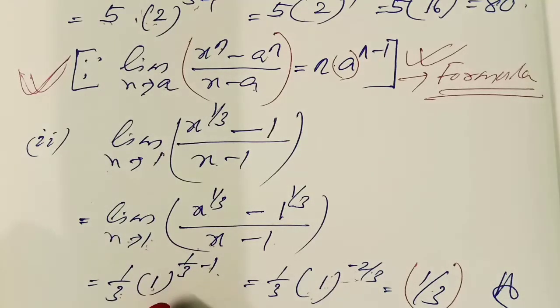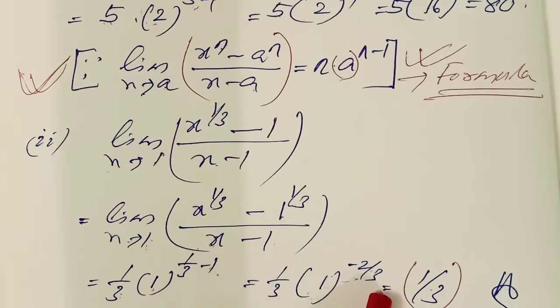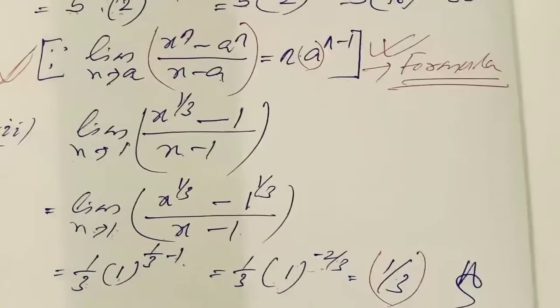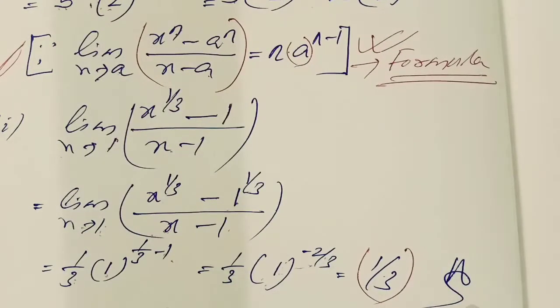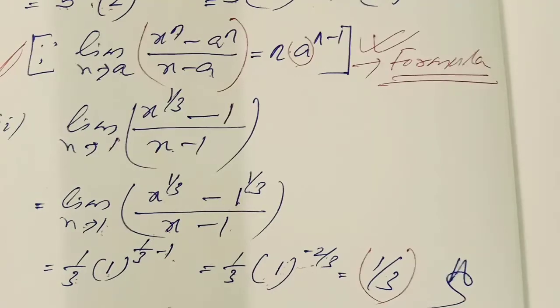Now compare with the formula. The power comes down: 1 by 3 into a, that is 1 to the power n minus 1. n means 1 by 3, so 1 by 3 minus 1. So finally you are getting how much? Minus 2 by 3. So 1 to the power minus 2 by 3 means it will be 1. The final answer is 1 by 3. I hope you are able to understand. Okay, let us go to the next part.